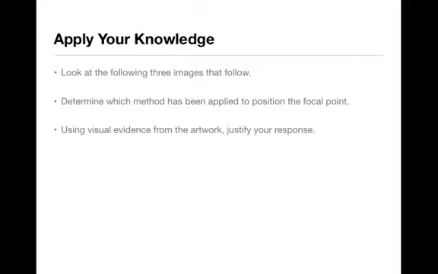So, to apply your knowledge, there are going to be 3 images that follow. What I'd like you to do is to sketch out the images in your sketchbook, just really quick thumbnail images, so that it provides a visual reminder of the image that you're referencing, and then determine which method has been applied to position the focal point. So to do this, the first step is you need to identify what the focal point is and describe where it is located. Once you've done that, make sure that you're justifying your response. Provide an explanation as to why you believe that a certain strategy has been used.